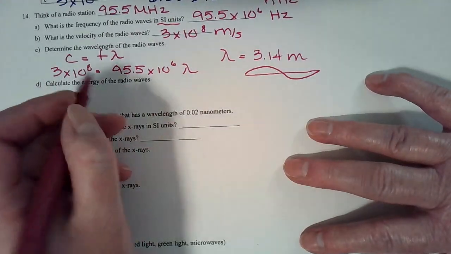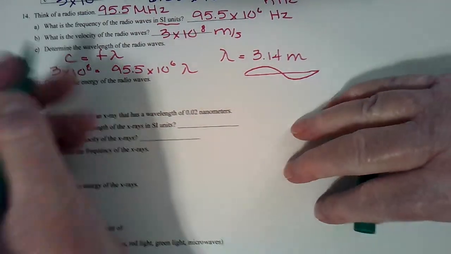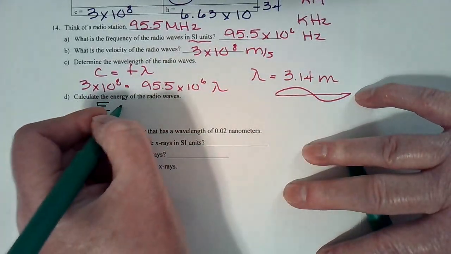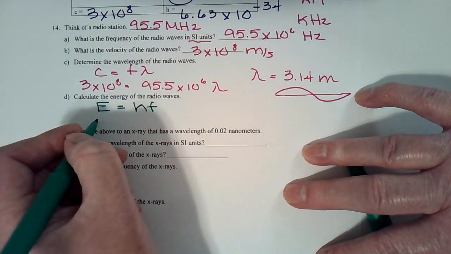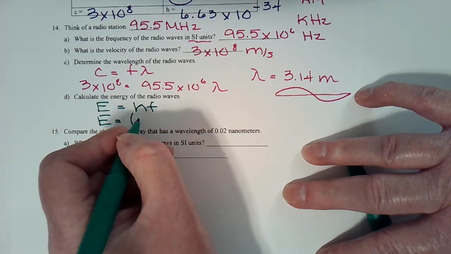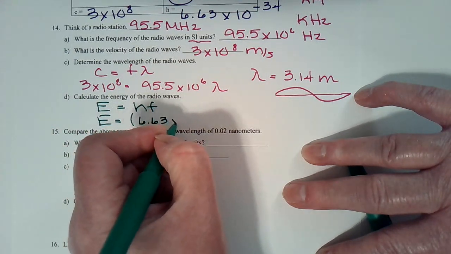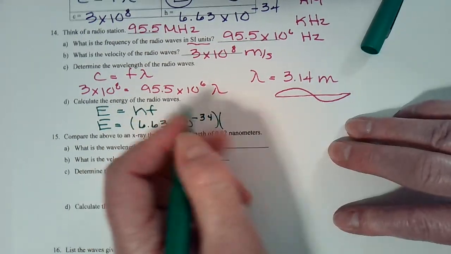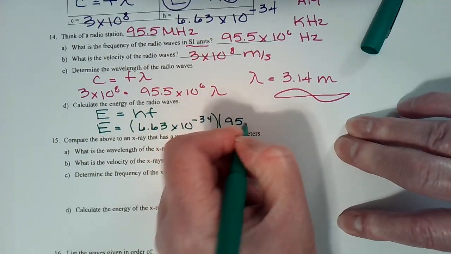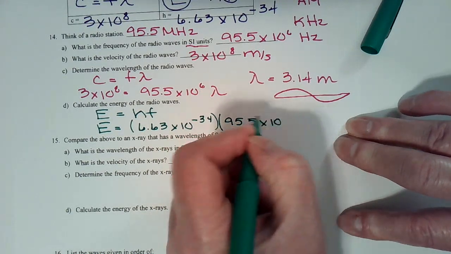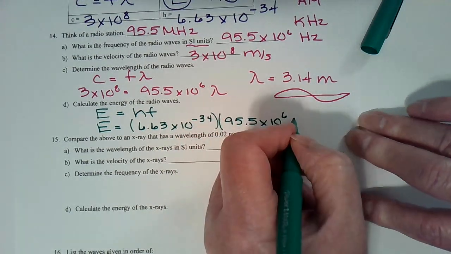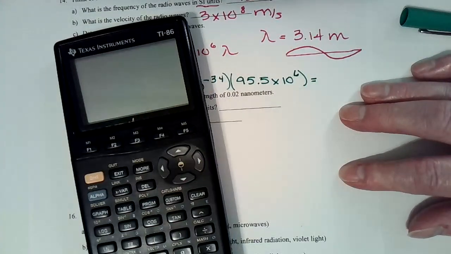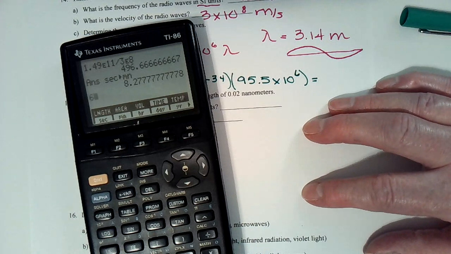All right, calculate the energy of the waves. If you want to know the energy of the waves, we can use Planck's equation, E equals hf. And we use Planck's constant, 6.63 times 10 to the minus 34. The frequency has to be in SI units. So again, I'm going to use the megahertz, but change them into hertz. And I can calculate the energy in joules. So we'll take a second to do that real quick.